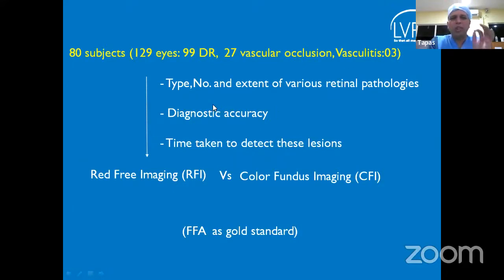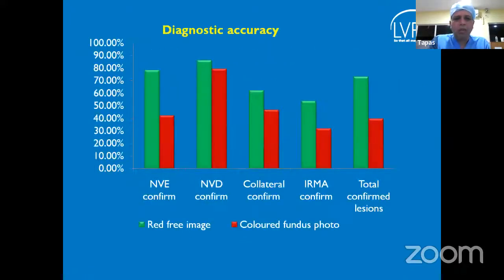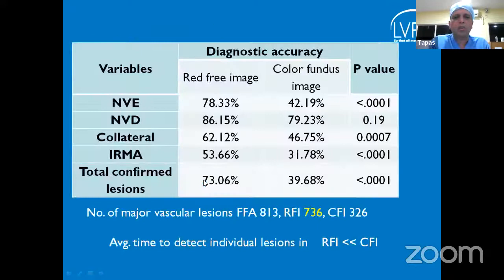Now the analysis was done with respect to the type, number, and extent of various retinal pathology, the diagnostic accuracy, and the time taken to detect these lesions. So what we got is that in the detection rate of any lesion overall, the total confirmed lesions were almost 2 to 3 times more than with color fundus imaging. And we can see that in all neovascular, NBE, NBD, collateral, IRMA, in all these lesions, the red-free had a higher score. Most important, the average time to detect individual lesions was much less with red-free imaging than with color fundus imaging.